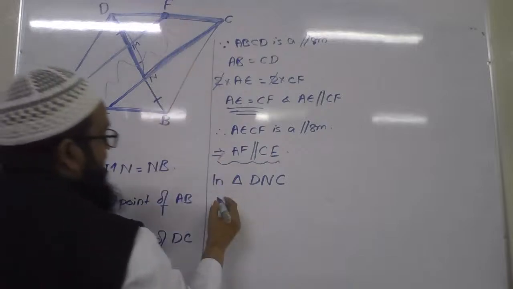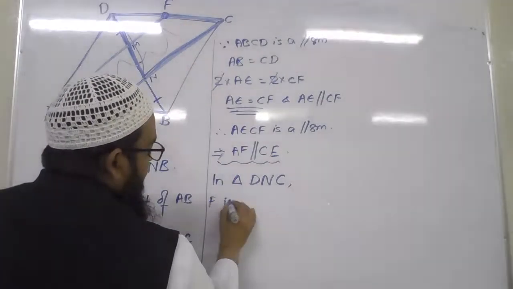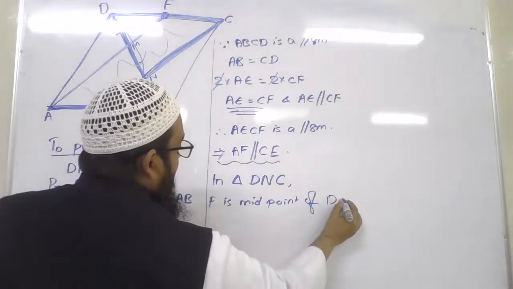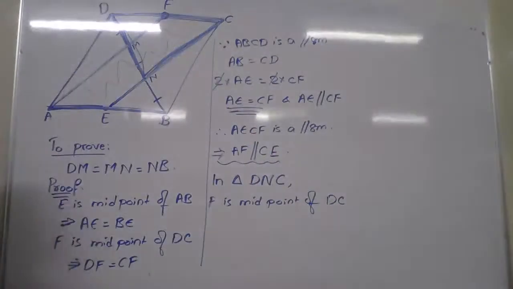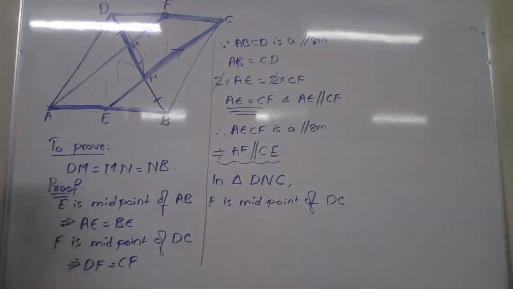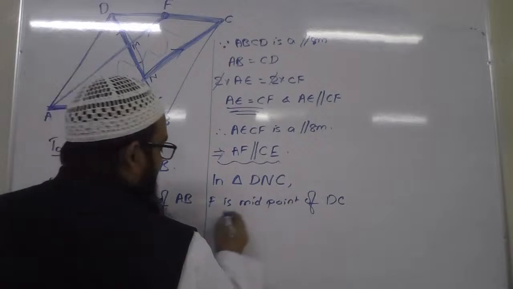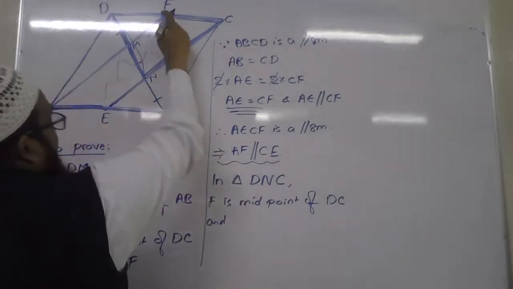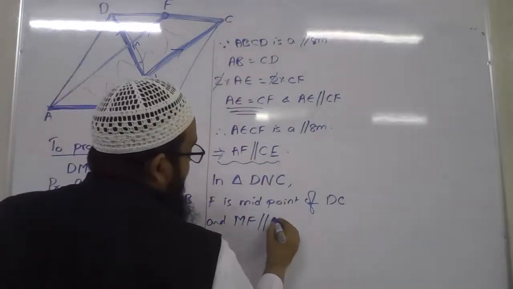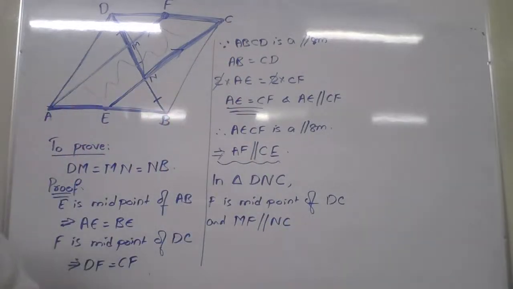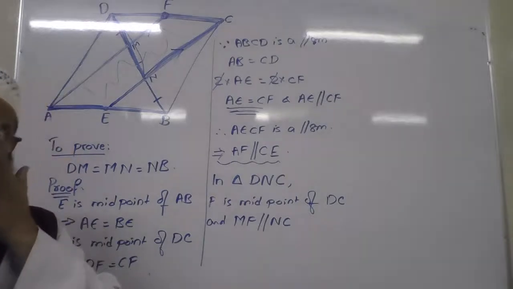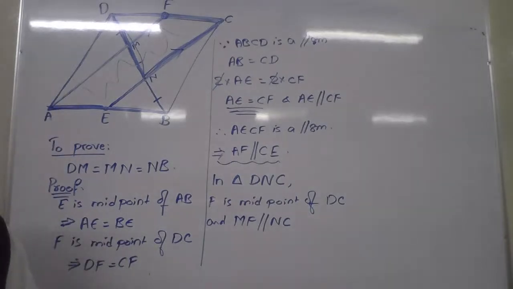What is F? F is the midpoint of DC. And just now we have proved that MF is parallel to NC. Is it right? And MF is parallel to NC. So if F is a midpoint and MF is parallel to NC, by converse of midpoint theorem, what will be there?